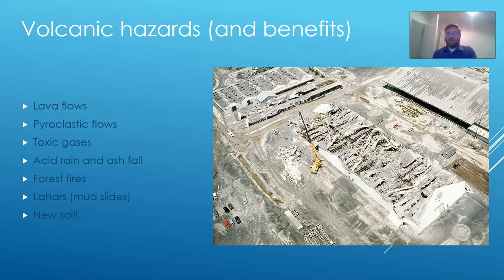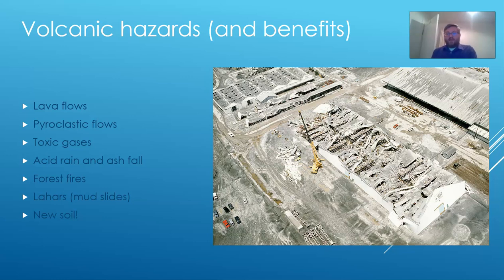Volcanoes can also start forest fires. You've got all this hot material coming out of your volcano. It can catch things on fire, and then you've got a whole new type of hazard being triggered by volcanic eruption. You've got lahars, which are mudslides that can be triggered by a volcanic eruption. So you're getting mud flowing down off of the volcano that can sweep things away in its path. So you've got a lot of really dangerous things that can come out of a volcano.